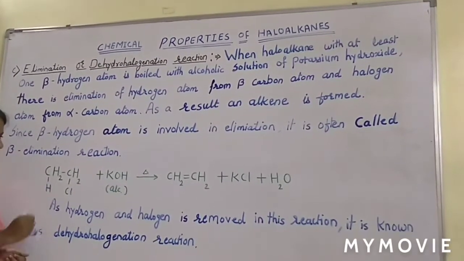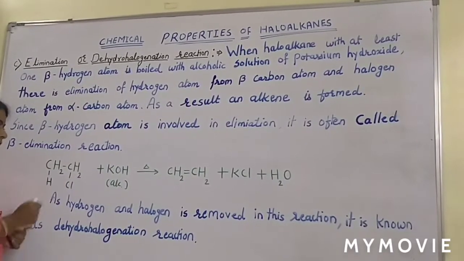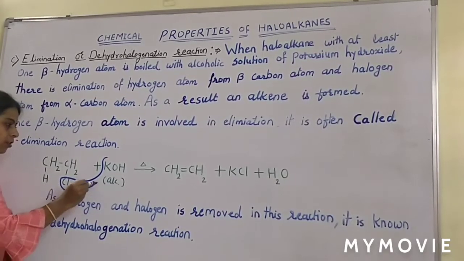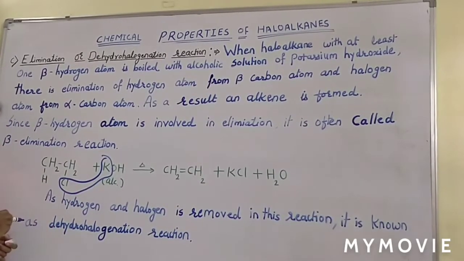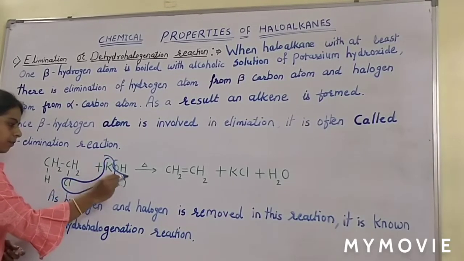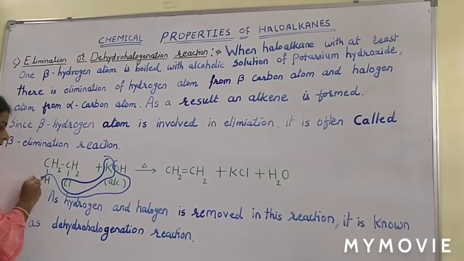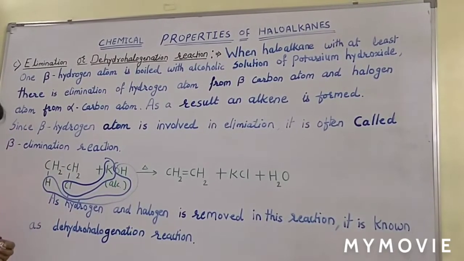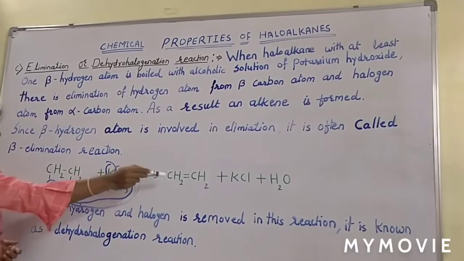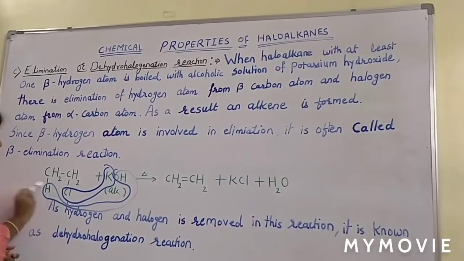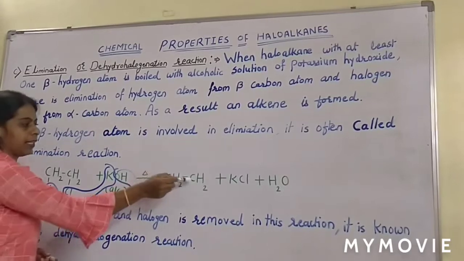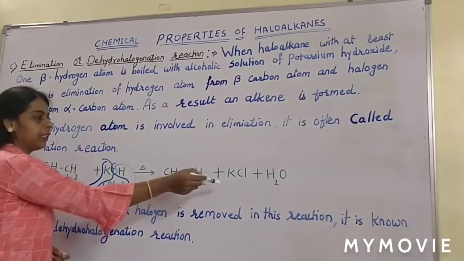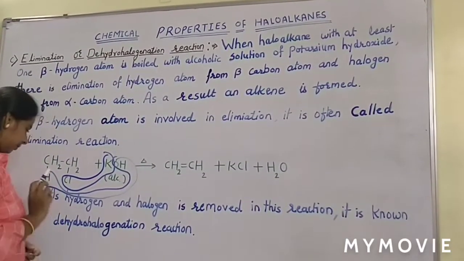Now when this haloalkane is boiled with alcoholic solution of KOH, we'll see the reaction. This K will combine with that Cl, so there is a formation of KCl in the product. Whatever OH is left will combine with that hydrogen and form H2O. Now what is left? CH2 double bond CH2. This bond will break, this bond will break, so to manage the valency of carbon, a double bond will form between the two carbon atoms. So this is the alkene, and KCl and H2O will be the byproducts.